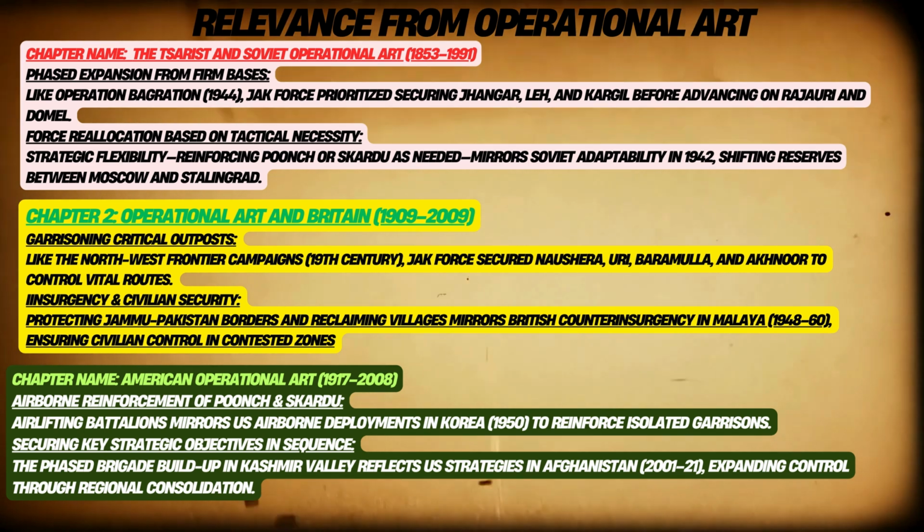Chapter 2. Operational Art and Britain 1909 to 2009. Garrisoning critical outposts. Like the Northwest Frontier Campaigns, 19th century, JK Force secured key positions, Naushera, Uri, Baramulla, Akhnur, to control vital routes and supply lines. Lesson: holding key terrain denies enemy movement and ensures supply security.